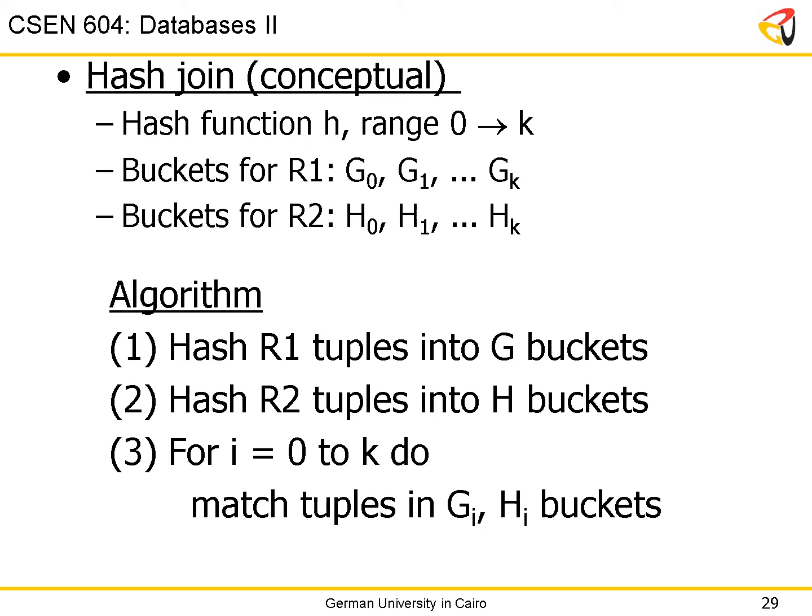And this is the algorithm I have just been describing. I will hash R1 tuples. When I talk about R1 tuples, I mean R1.c, the column that we're joining on. So this should be written as: hash R1.c tuples into G buckets, hash R2.c tuples into H buckets. And then match the tuples in G sub i and H sub i buckets.